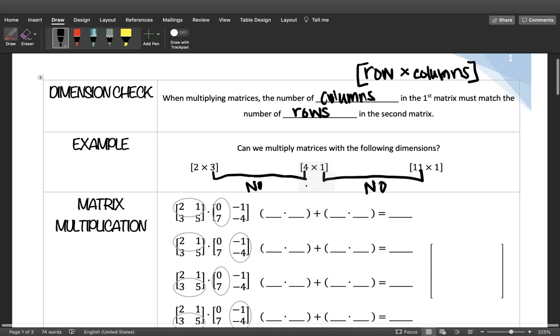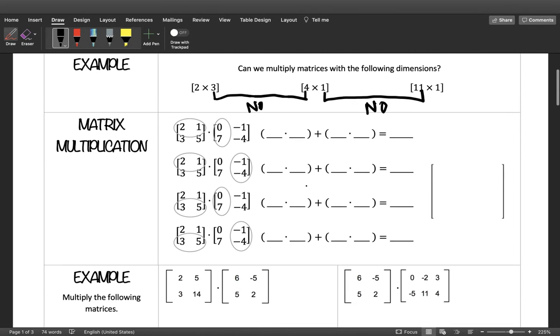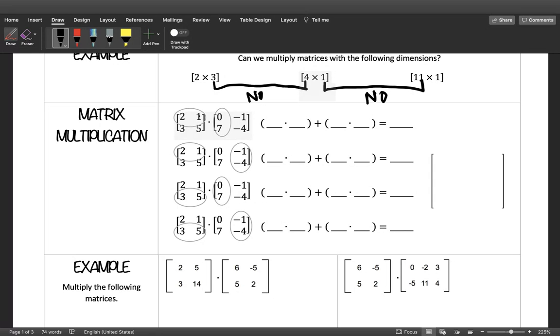If we look at the matrix multiplication below, you're taking this row and you're going to multiply it by each of the numbers in here. So I'm going to take the 2 and multiply it by the 0. And then I'll take the 1 and multiply it by the 7. So we're taking the first row of the first matrix and the first column, and we're going to multiply each number. So 2 times 0, 1 times 7. 2 times 0 gives me 0. 1 times 7 gives me 7. And 0 plus 7 gives me 7.